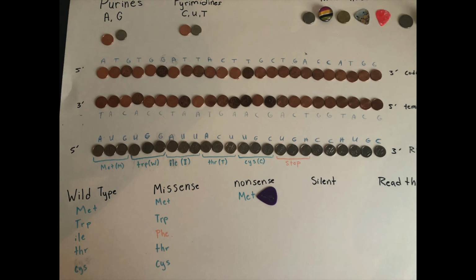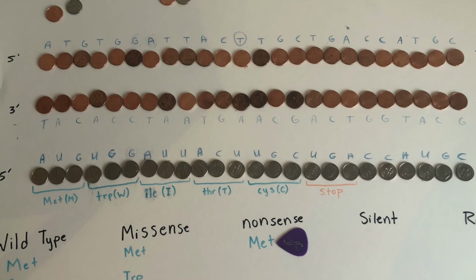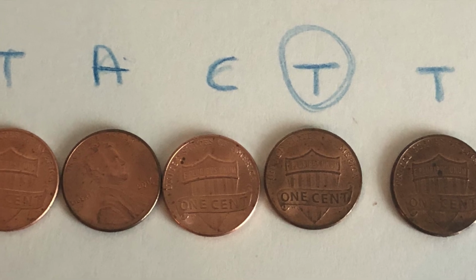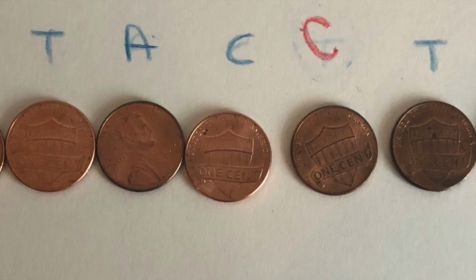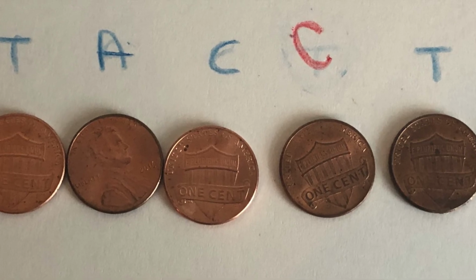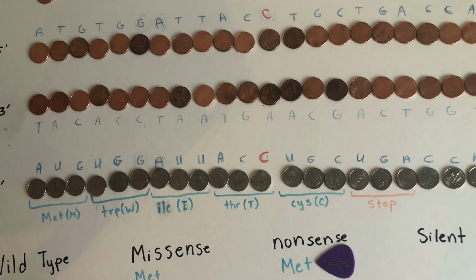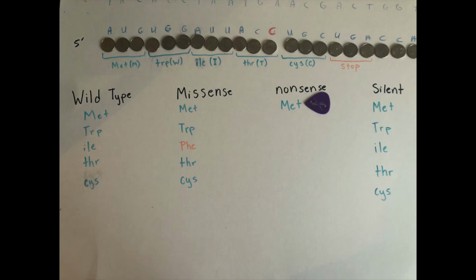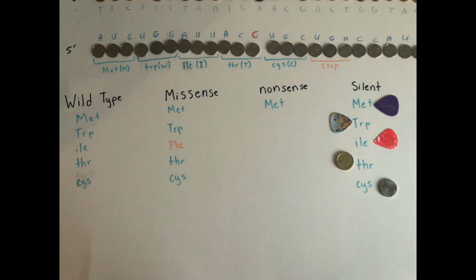So now we're going to be looking at a silent mutation, and we're going to be changing this T right here into a C instead. So since they're both pyrimidines, we are not going to flip the coin. It's still going to be tails. So this is still a transition, not a transversion. So after transcription, our codon is ACC, and before it was ACT, but both of those codons still code for our THR amino acid. So it's going to be the same as the wild type.